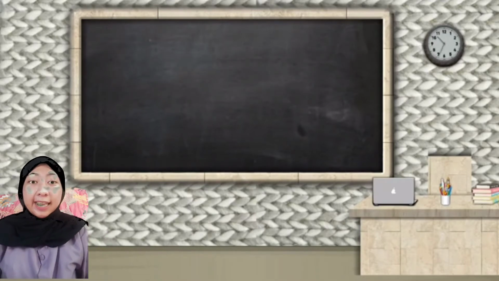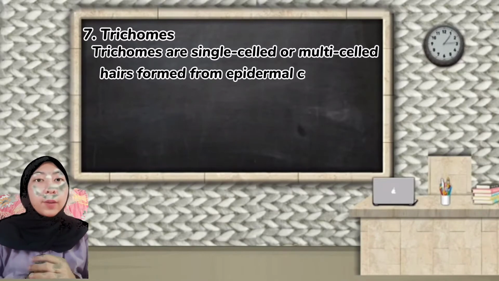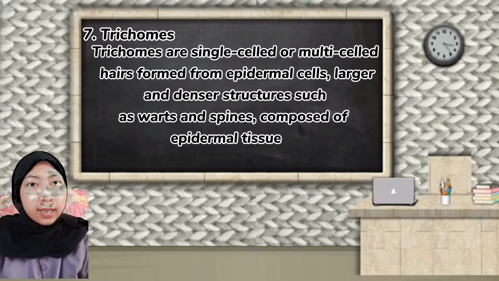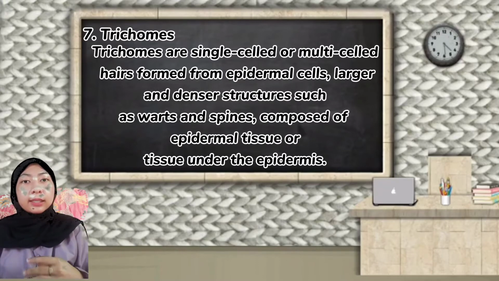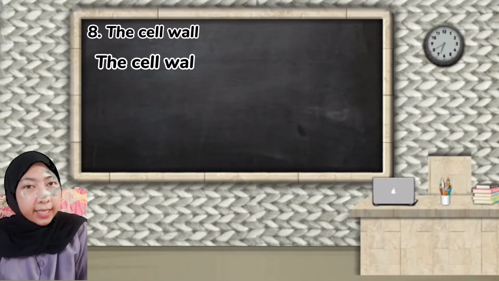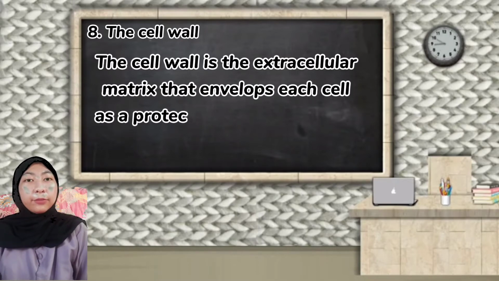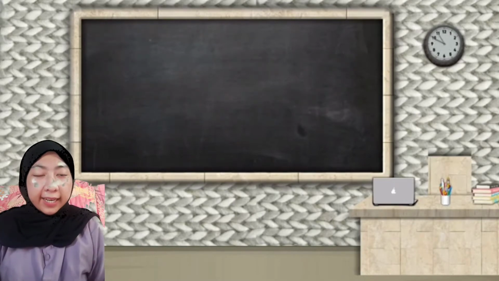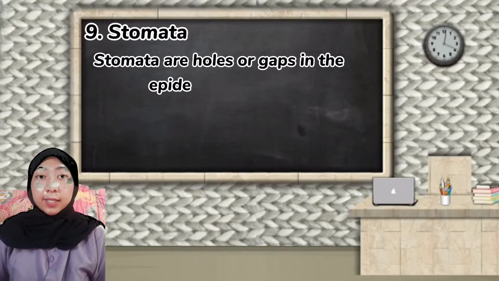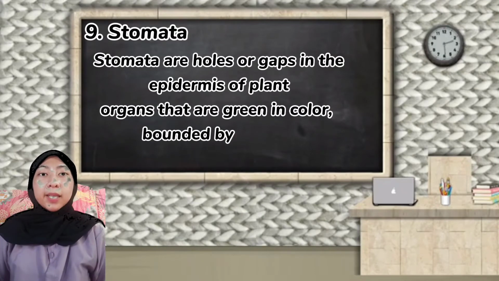The number 7 is trichomes. Trichomes are single-colored or multicolored hairs formed from epidermal cells, with rugged and denser structures such as spines, composed of epidermal tissue and tissue under the epidermis. The number 8 is the cell wall. The cell wall is the extracellular matrix that envelops a cell as a protective and shaping layer. The number 9 is stomata. Stomata are holes or gaps in the epidermis of plant organs that are green in color, bounded by special cells called guard cells.